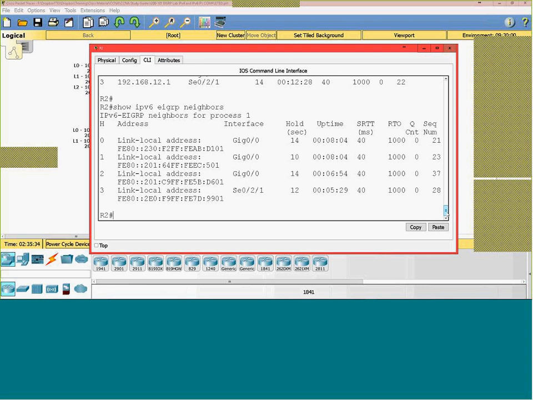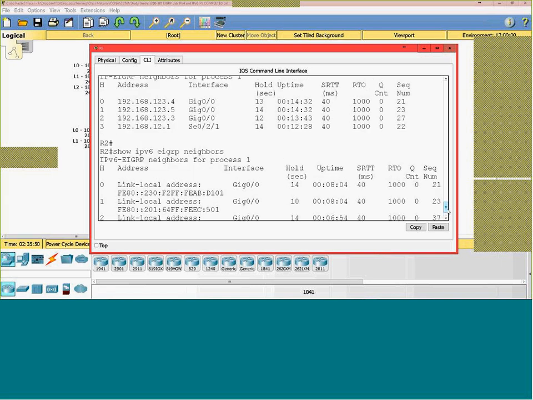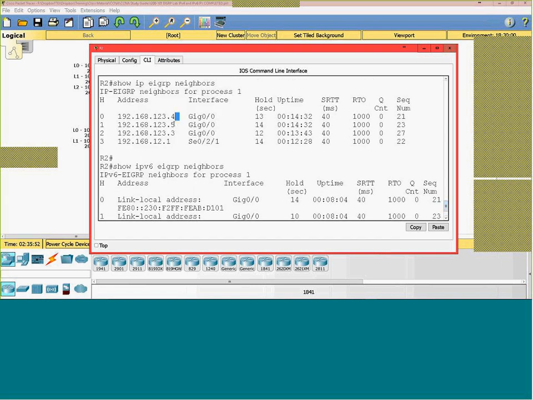Now, for me, that's a little annoying because I can't tell from that list which router is which. I mean, it's really kind of impossible to say, oh, that's router 4, that's router 3, and that's router 2. Right? Here, it's pretty simple. Router 4, router 5, router 3, router 1.